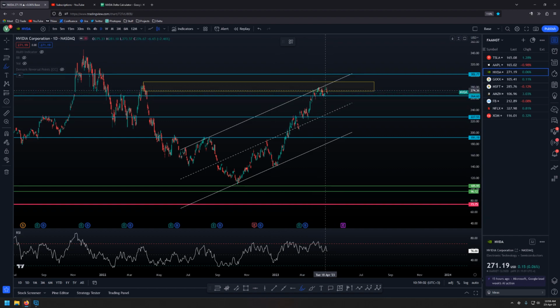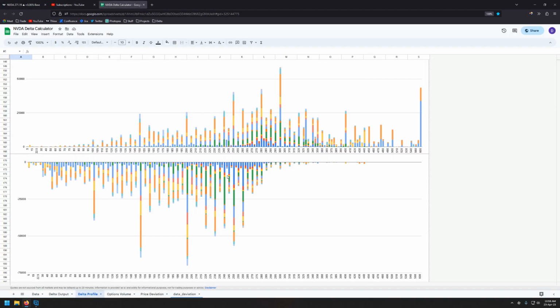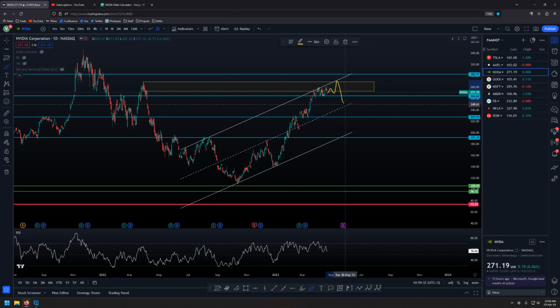So we have this channel going on here. So I don't really see a bullish case for Nvidia. It's way too overextended. So maximum, let's say it goes to here and then it goes down. And we have a first support at 240. Let's look. It's 250. But given the evenness of this profile here, I would say it will definitely be an overshoot. So first area is 250 to 240.